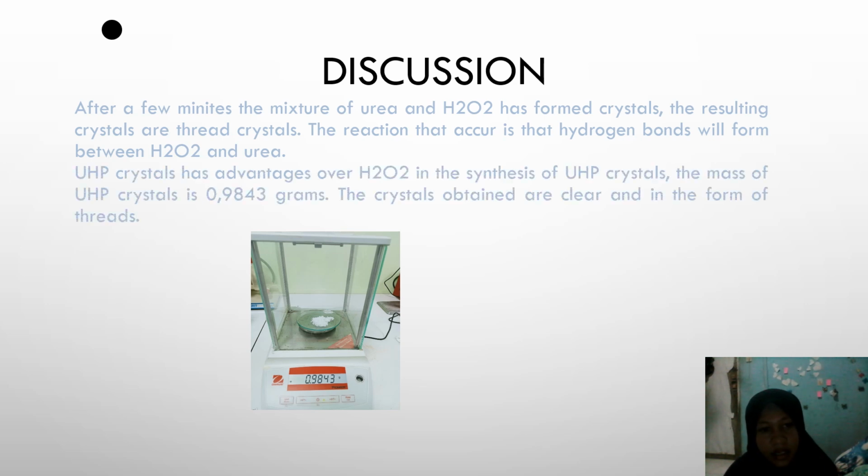UHP crystal has an advantage over H2O2. In the synthesis of UHP crystal, the mass of the UHP crystal is 0.8943 grams. The crystals obtained are clear and in the form of threads.